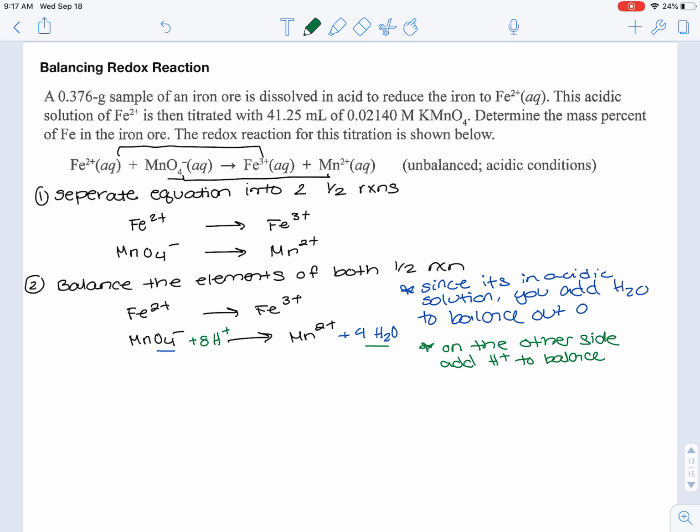Since it's an acidic solution, this is how you add the water. The water needed to be added because this is not a balanced reaction when there's oxygens on one side and not on the other. So you add your waters, and then you have to balance out your hydrogen ions. Now that you've balanced out your elements, you have to balance out your charges.